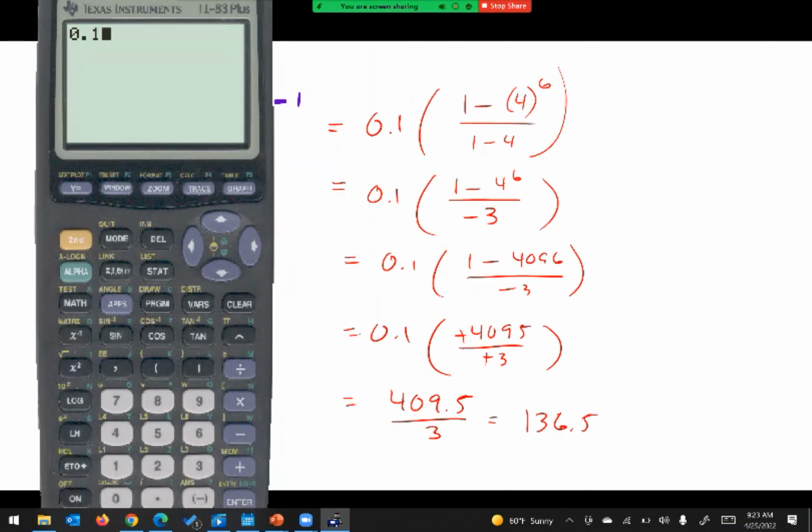I'm going to put it all together as 1 minus 4 to the power of 6, close off the top, divided by a -3, close off the bottom. There's that one.